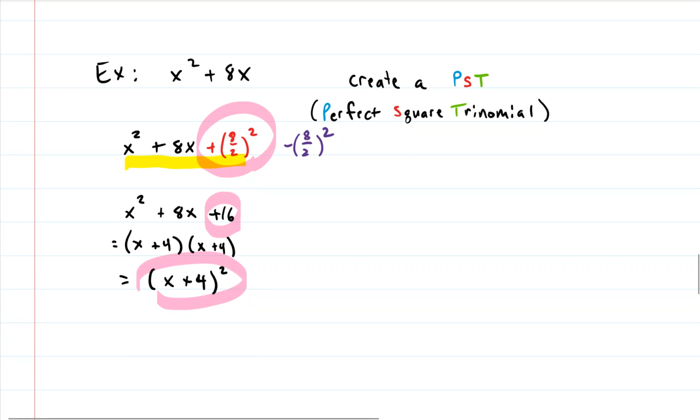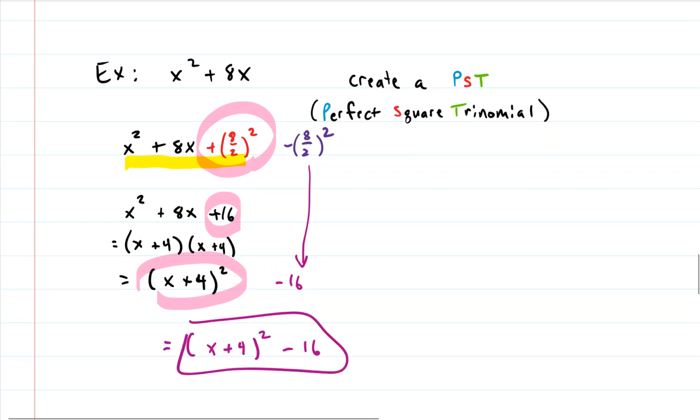The last step is this needs to come down and just hang out. So we would really have x plus 4 quantity squared minus 16. That's what we would have. Kind of fun, huh? I think that's actually pretty amazing.